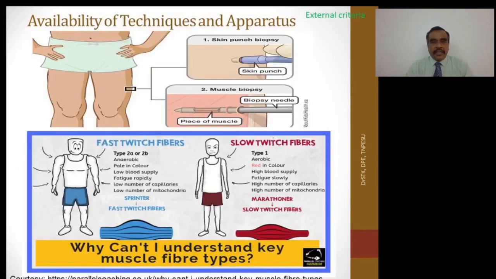The next criteria is availability of techniques and apparatus. Say for example, if you want to do research on the muscle fiber types. What are the muscle fiber types? The fast twitch fibers and slow twitch fibers. The fast twitch muscle fiber is anaerobic in nature, pale in color, low blood supply, fatigues rapidly, low number of capillaries, and low number of mitochondria.